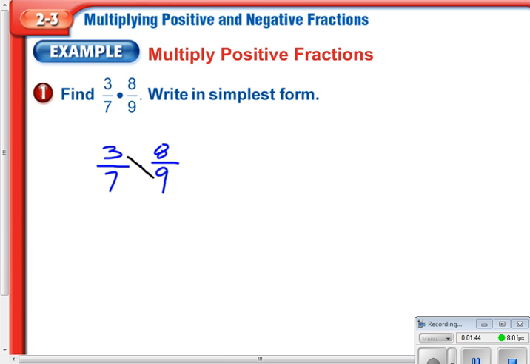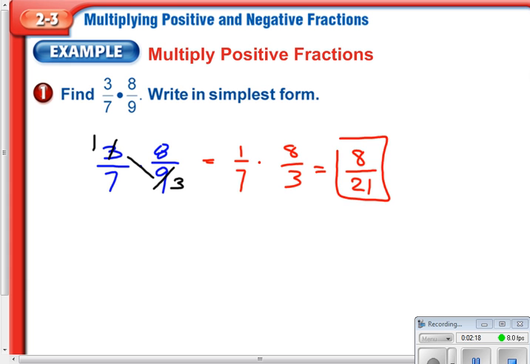We know that a 3 can go into both of these. So a 3 goes into 3 one time. A 3 goes into a 9 3 times. Now we've taken a 3 out of your numerator and a denominator. And now you can go ahead and simplify here. So I should say multiply. So we take our 1 times 8, because really our fractions look like this, 1/7 times 8/3. Multiply your numerators. 1 times 8 is 8, and 7 times 3 is 21. So we wind up with 8/21.